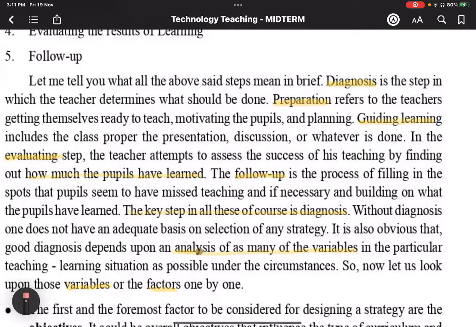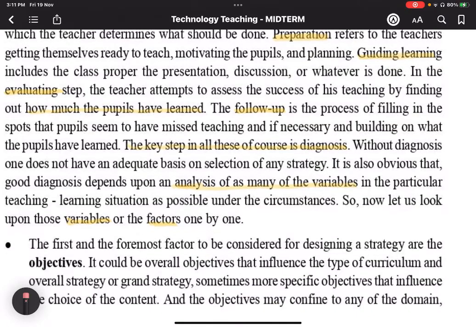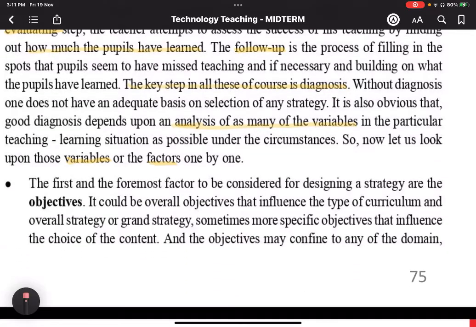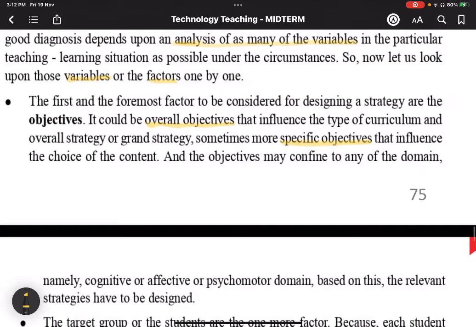No? Yung tinatawag nating variables or the factors. No? So let's discuss it. Number one is the setting of objectives. No? Number one variable or factor is the objectives. It could be overall objectives that influence the type of curriculum or specific objectives. So pag sinabing overall, medyo generalized siya. Pag sinabing specific, maybe siya yung daily, no? Objective mo for your daily lesson. Yung overall naman, maybe yung objective mo for the whole term.